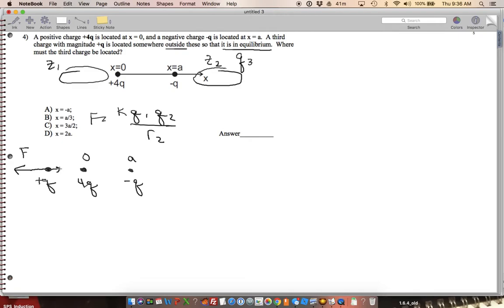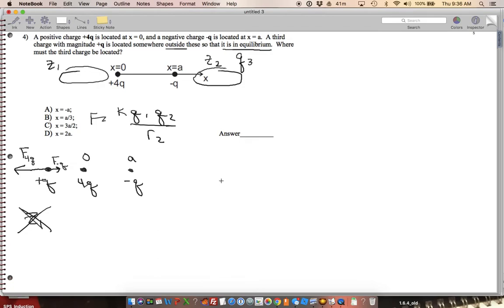So we'll call this one force due to 4Q, and this is the force due to minus Q. And these two don't balance out. This is bigger than this one. So that means zone 1 is not an option. But what about zone 2?